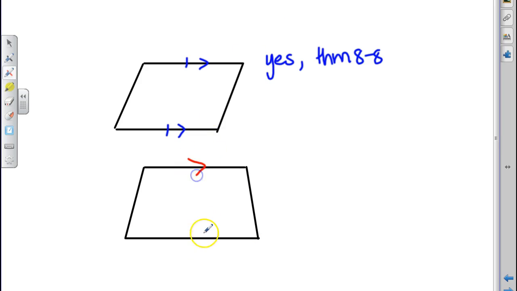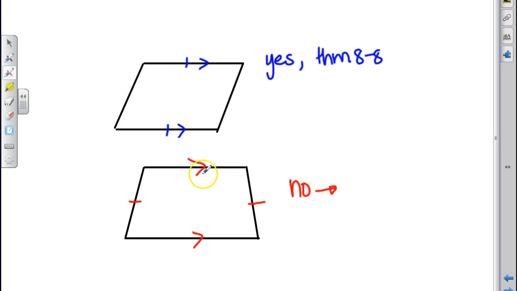All right, so this side's parallel to this one. This side is congruent to that one. All right, what do you guys think? No is the answer. It can't be theorem 8.8 because this side is not congruent to that one, and these two aren't parallel to each other. So it has to be both parallel and congruent.